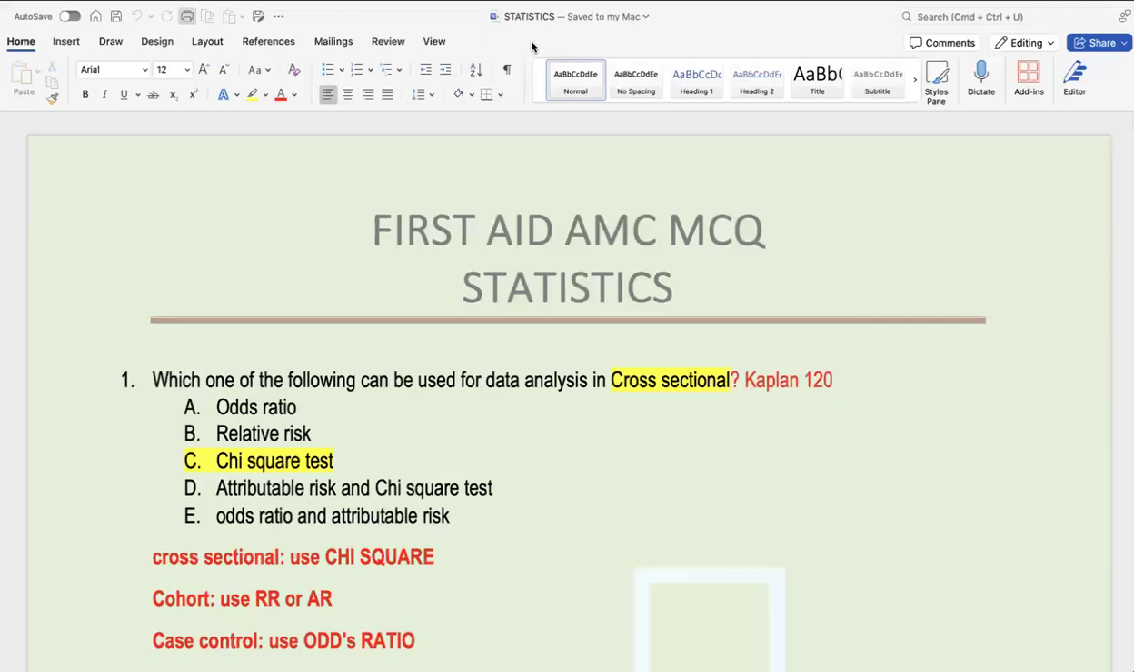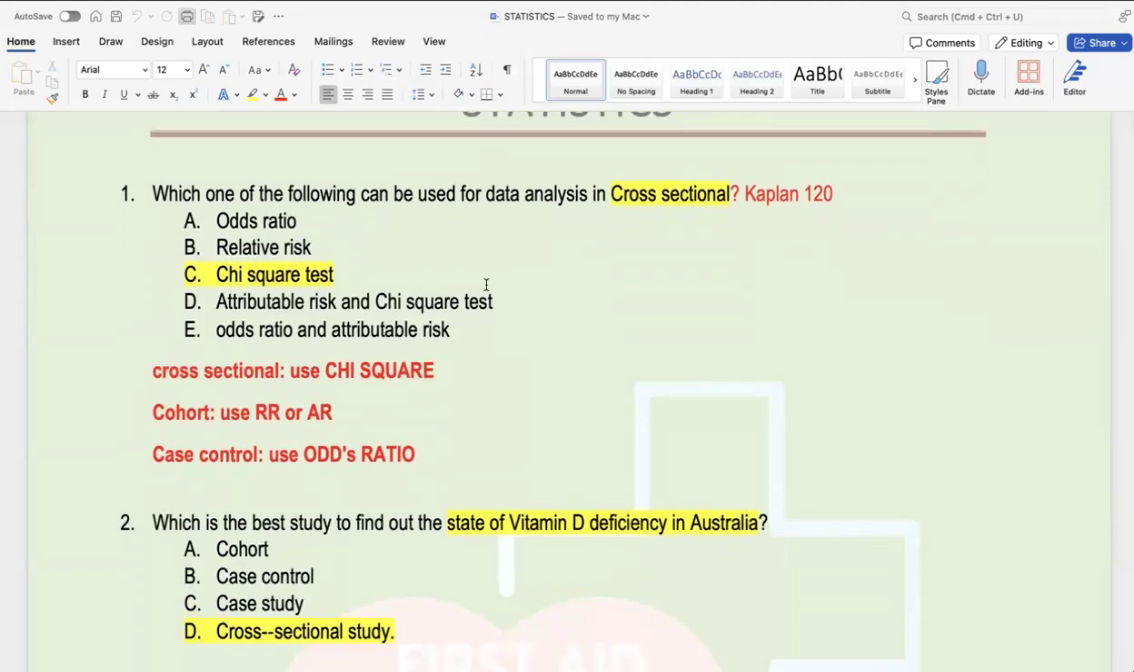Okay, so that gives us an idea about the common thing. This is the main basic, and many times a question comes from this, where they give you a scenario and ask you, what is the best study for this patient or for this group of studies? Okay, so let's start with some questions, and throughout the questions, you will learn more and more.